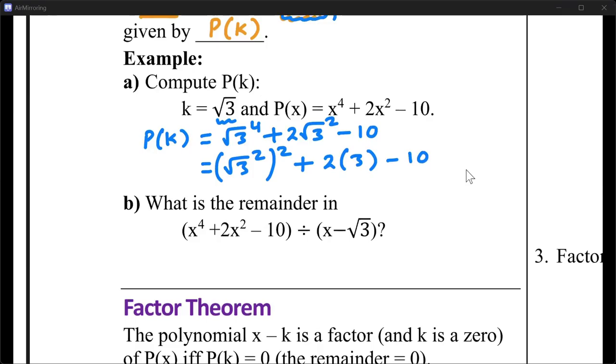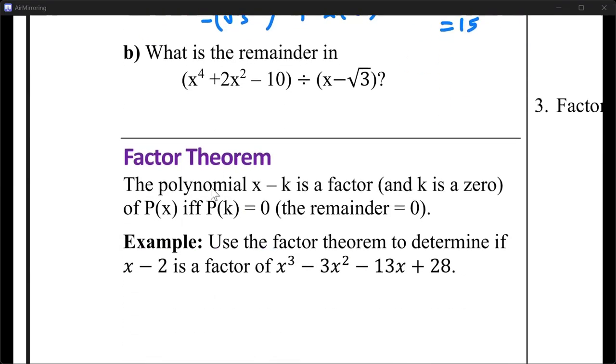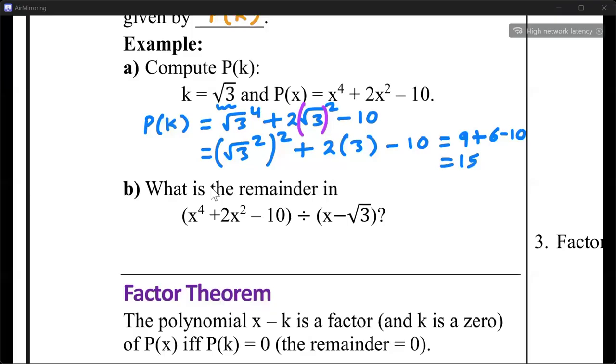You have to be clear that the square I wrote here applies only to root 3, to x squared. And so now you have root 3 squared is 3. So 3 squared is then 9. 9 plus 6 minus 10. Sorry, 15 minus 10, which is 5.